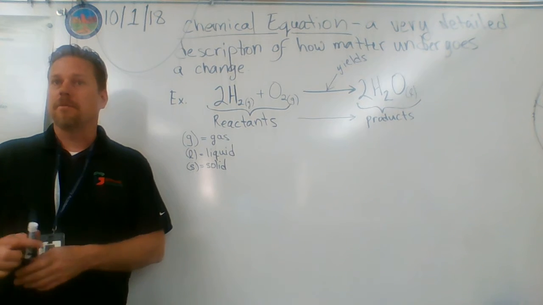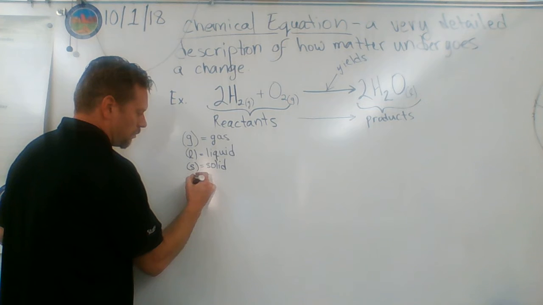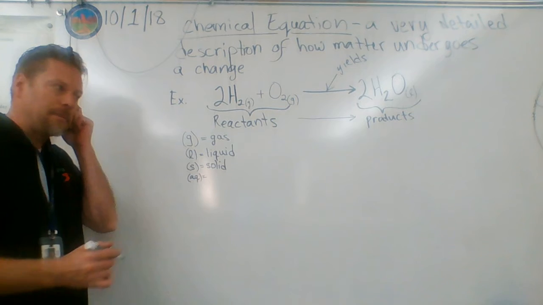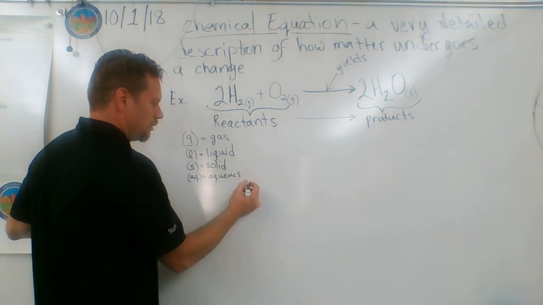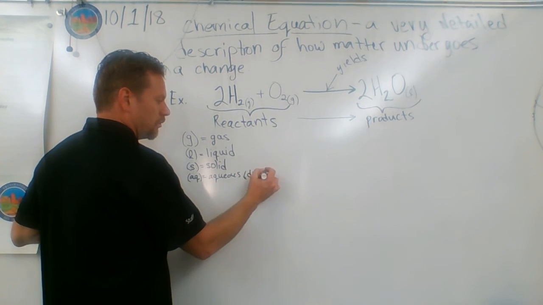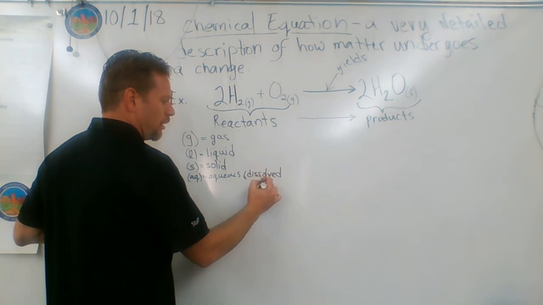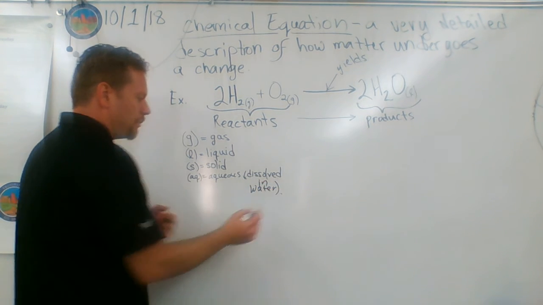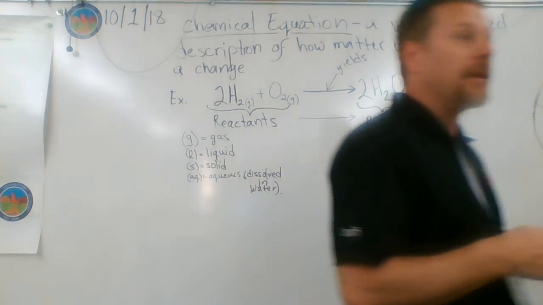But the other one is quite common in the laboratory, and that is AQ. If you see an AQ next to something, that means aqueous, which basically means it's dissolved in water. And dissolved is spelled this way, not that way. Dissolved in water. Okay, so a lot of times we'll take solids or liquids and we'll dissolve them in water before we react them.